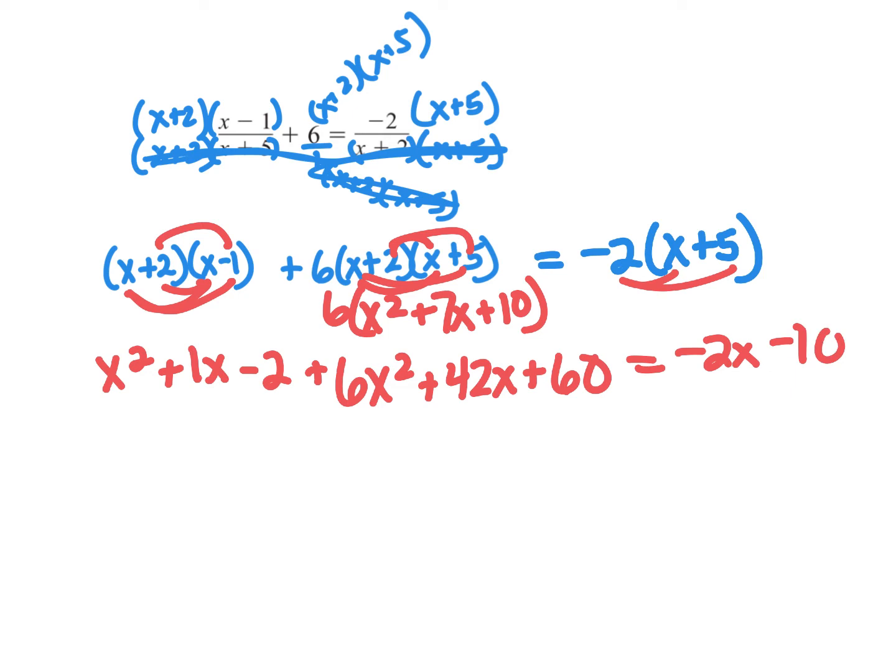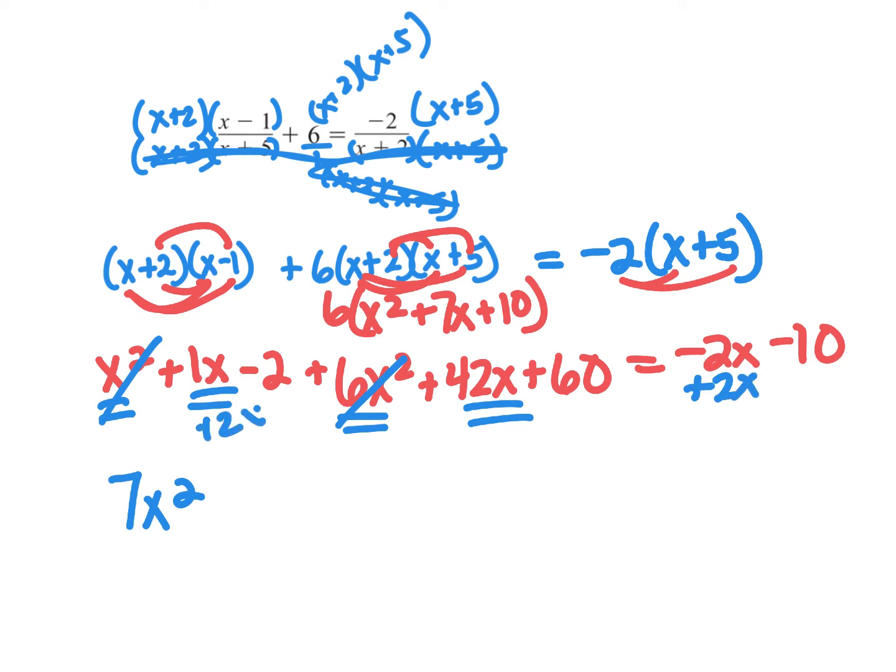All right, now we want to put all of this together. So here we have 7x squared. So we're done with those. And then we have 43 x's. But then we're also going to add 2 x's over here. So that would be 43, 44, 45 x's. And we're done with that, and that, and that.